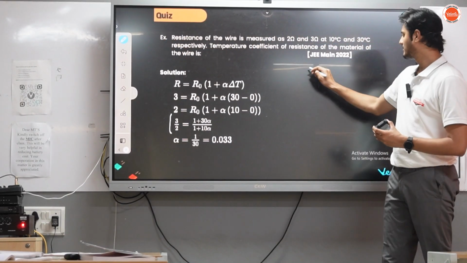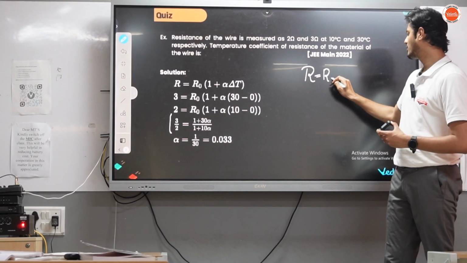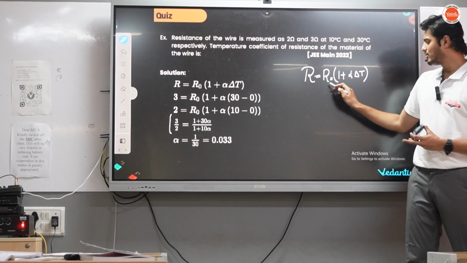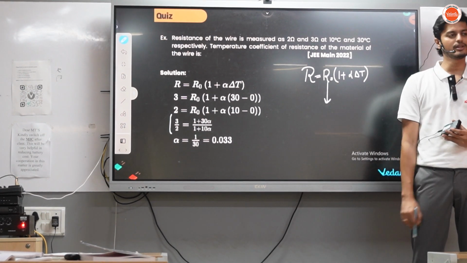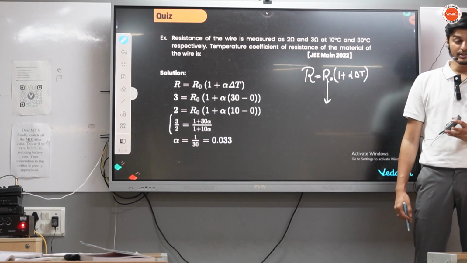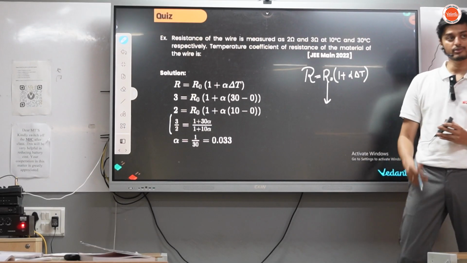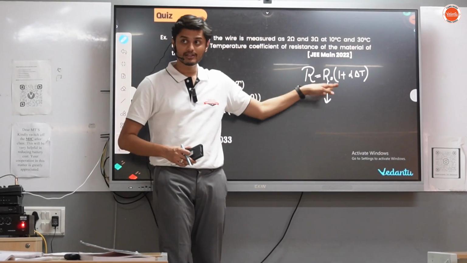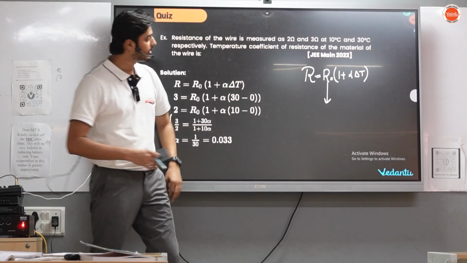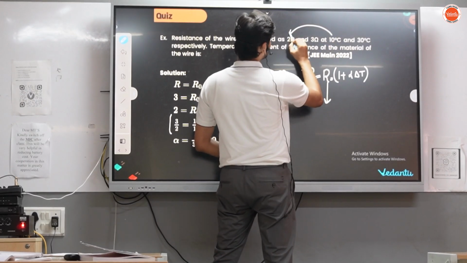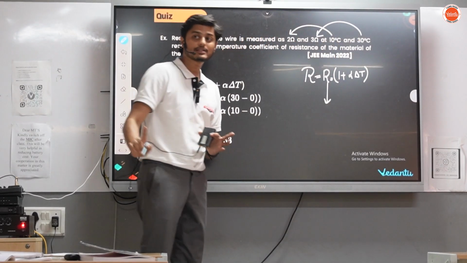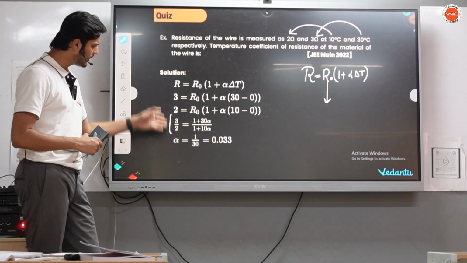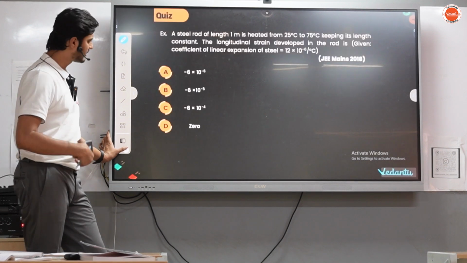Whenever we write the formula R equals R naught into 1 plus alpha delta T, you have to take the reference as 0 degree Celsius. That's what I told you, right? If they are asking for alpha, then take the reference as 0 degree Celsius because it may change. It may be 2 at 10 degrees and 3 at 30 degrees, but the reference must be taken as 0. Is it clear? Let's move ahead.